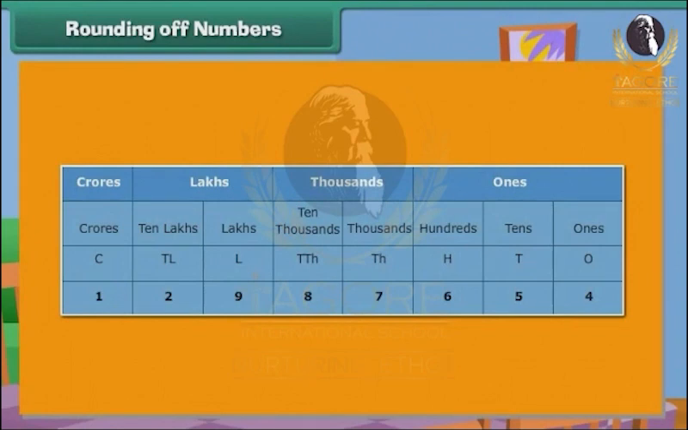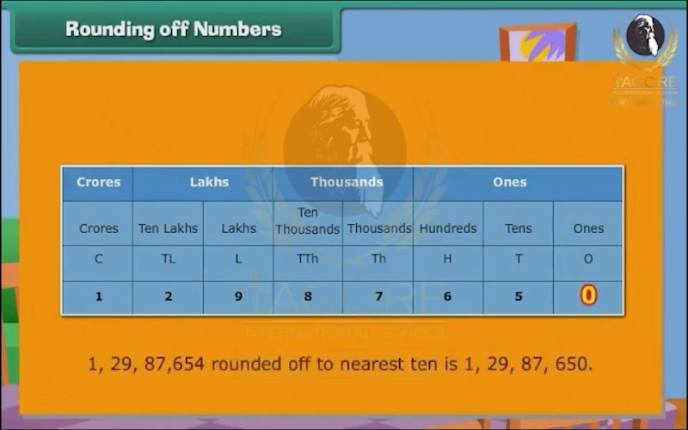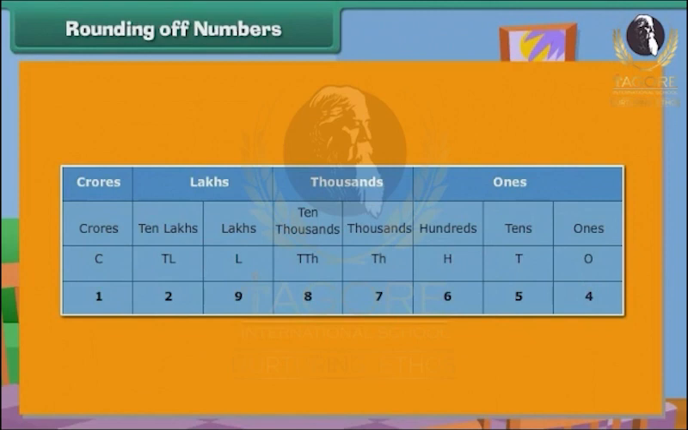Let us begin by rounding off 12987654 to the nearest 10. We first consider the digit at the ones place. It is 4. 4 is smaller than 5. We replace it with 0. 12987654 rounded off to nearest 10 is 12987650.